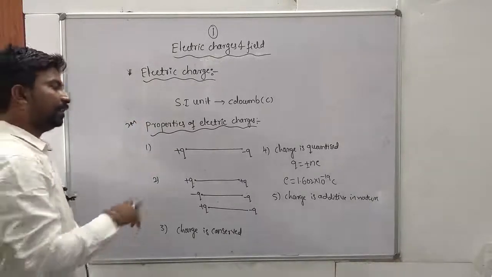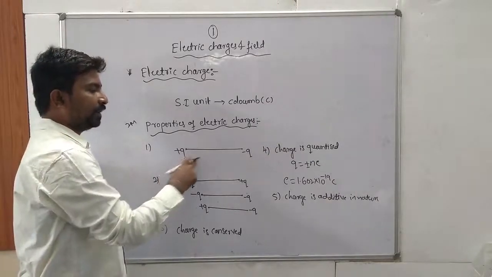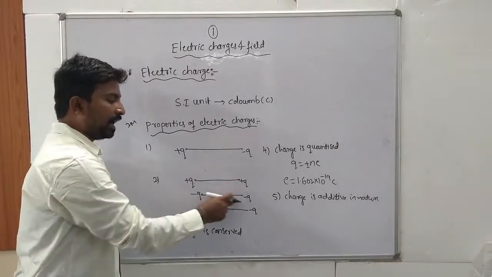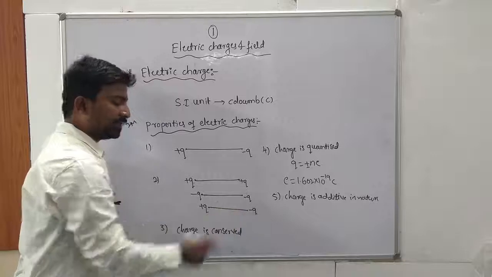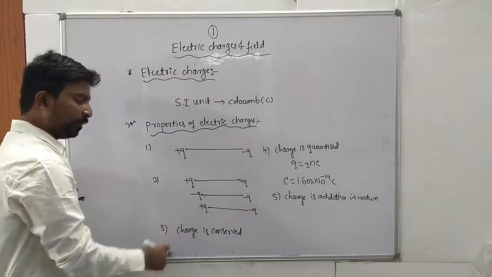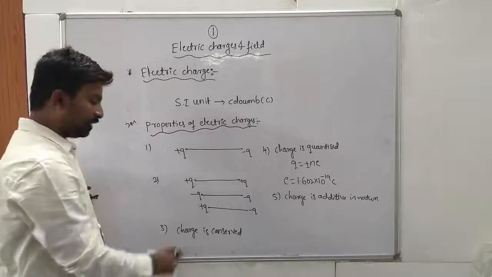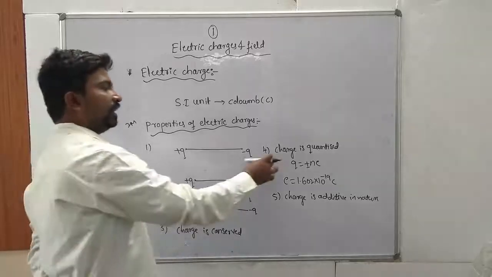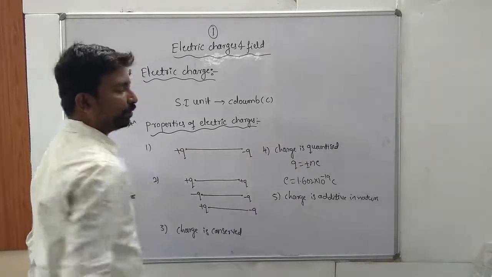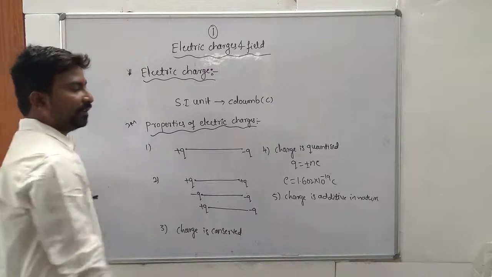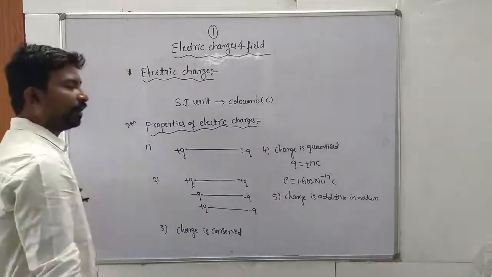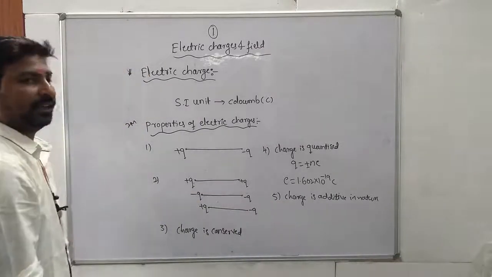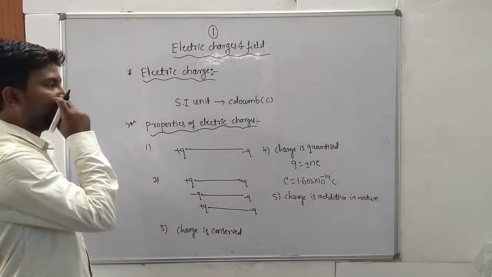One by one, once again. There are two types of charges, plus q and minus q. Like charges repel each other, while unlike charges attract each other. Third property, charge is conserved because charge can neither be created nor be destroyed. Then charge is quantized, q is equal to Ne. The charge of an electron is 1.602 into 10 to the power of minus 19 coulomb. And the last property, charge is additive in nature. It is very important from the examination point of view.